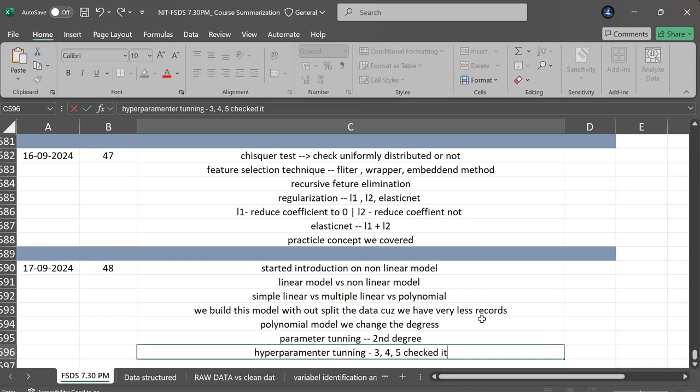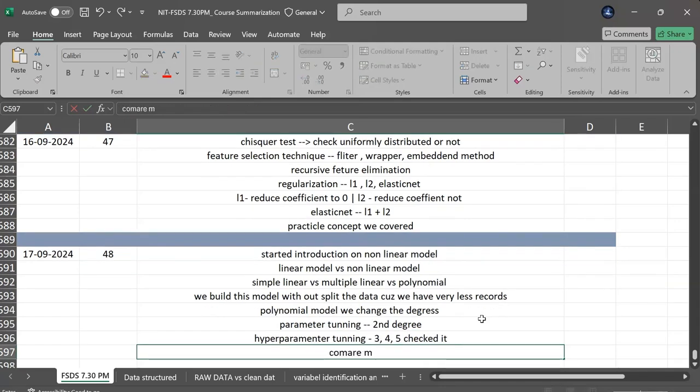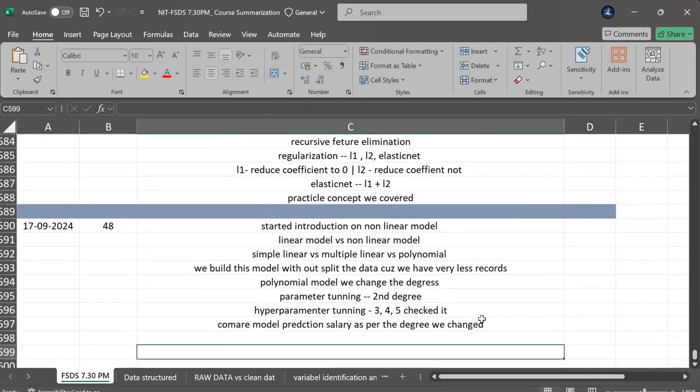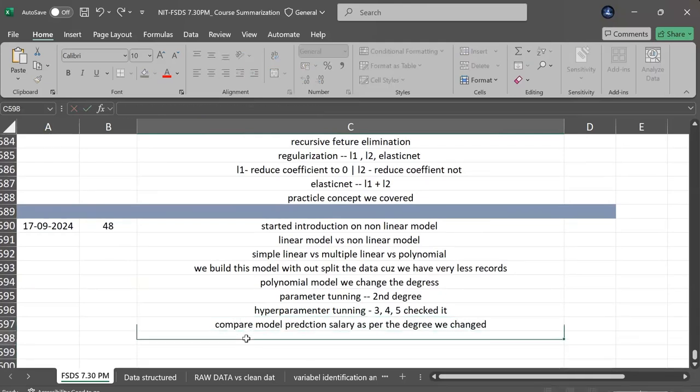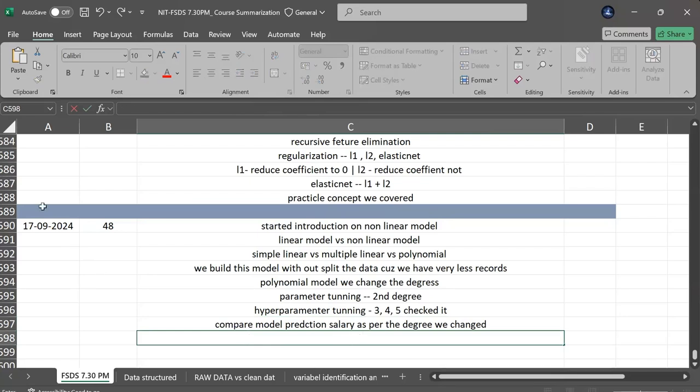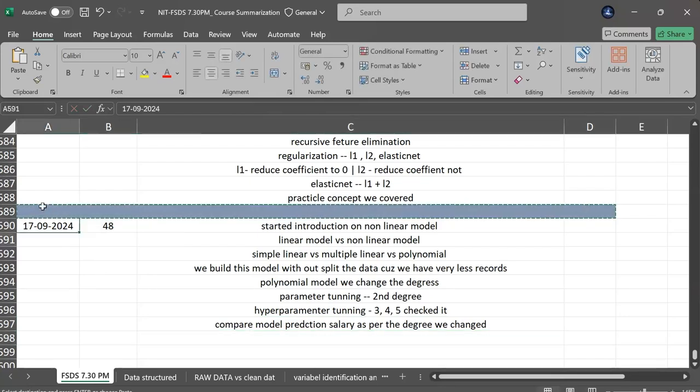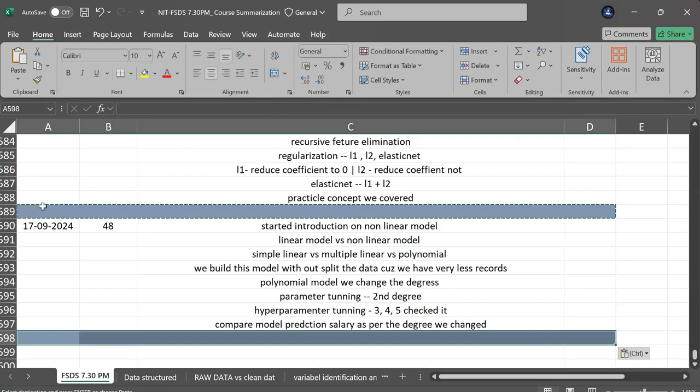We checked it, and also we compare the model predictions for salary as per the degrees we changed. So team, understand this one? Okay. So compare. So we did it again. Let's copy and we did this now.